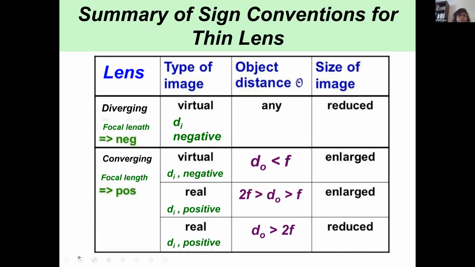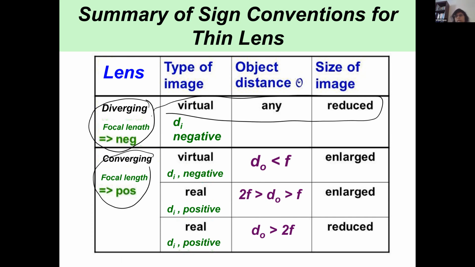Okay, so now a summary of lenses. Divergent lens, F is negative. Convergent lens, F is positive. The divergent lens always creates a virtual image smaller in size, and the converging lens can create virtual or real, large or small. These features are similar to the mirrors, right? The diverging lens will be similar to the convex mirror. The converging lens is similar to the concave mirror. Okay.